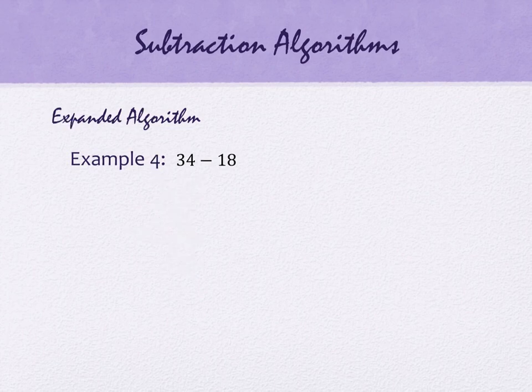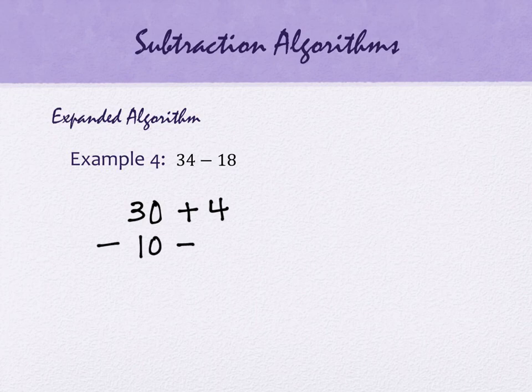The expanded algorithm is kind of a merging of the concrete model with the standard algorithm so that you can see part of it drawn out a little bit better, but it doesn't actually involve the image of the longs and the units. So what we do, if you'll remember, is we write 34 as 30 plus 4. And we write 18 as 10 and 8. And I put subtraction because I want to make sure both the 10 and the 8, which make up 18, both get subtracted.